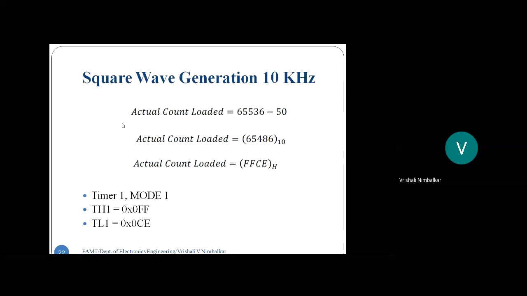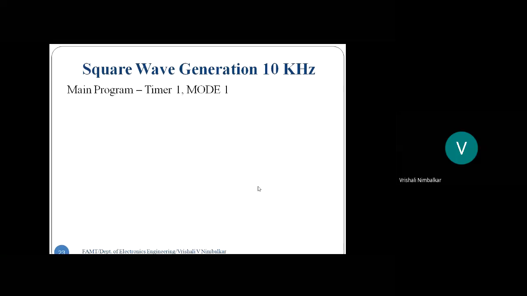Okay. So the count calculations are done. The actual count loaded is FFCE. Now let us go for programming. Let us write an algorithm first. Let us see what logic we thought of for generating the square wave on P1.0. Set P1.0 and wait for 0.05 millisecond. So let me write the algorithm the way we had thought.